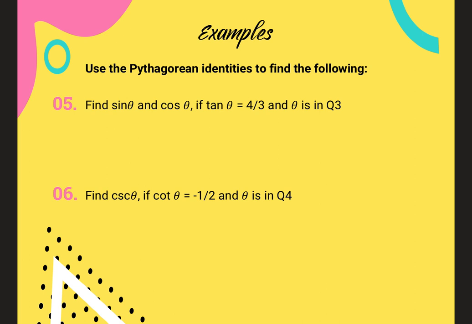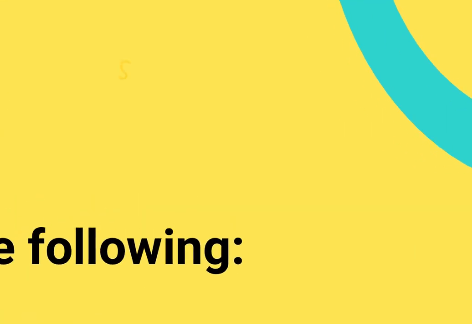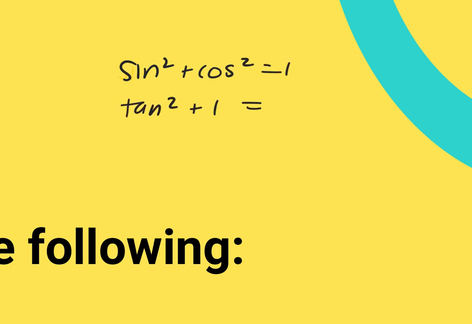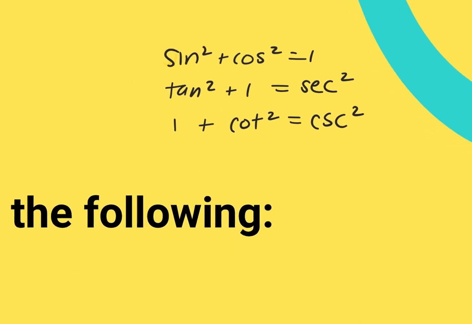Okay, and then this was the next example. So we did 5, but pay attention to directions because it says use the Pythagorean identities to find the following. So this means we're going to use either sine squared plus cosine squared equals 1, and then tan squared plus 1 equals secant squared, and then 1 plus cotangent squared equals cosecant squared. So you're using from that bank.